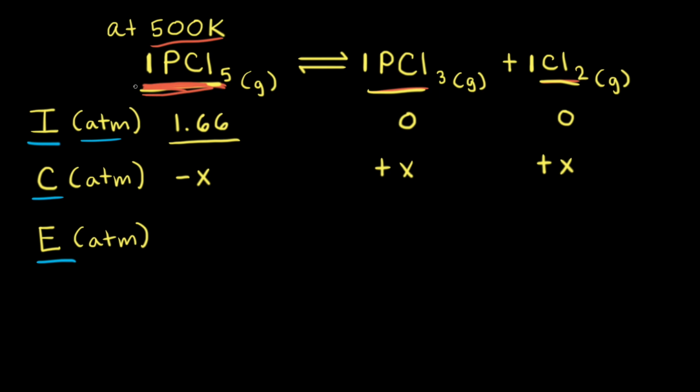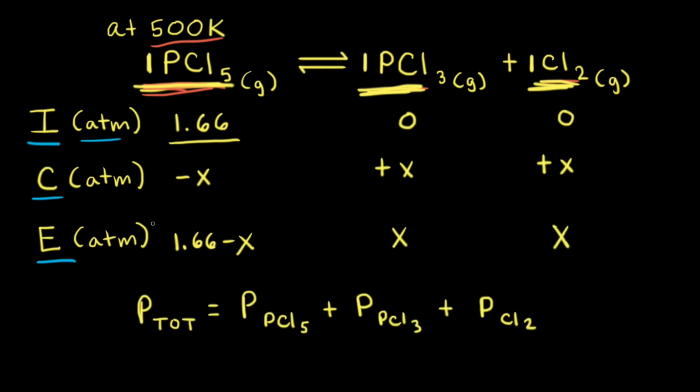Therefore, the equilibrium partial pressure for PCl5 would be 1.66 minus X. The equilibrium partial pressure for PCl3 would be 0 plus X, which is just X. And the equilibrium partial pressure for Cl2 would be 0 plus X, which is also X.